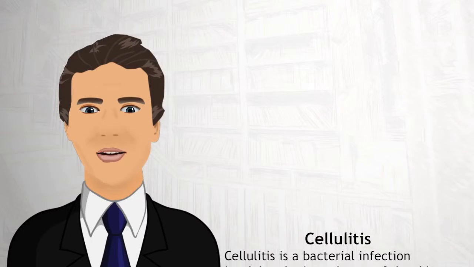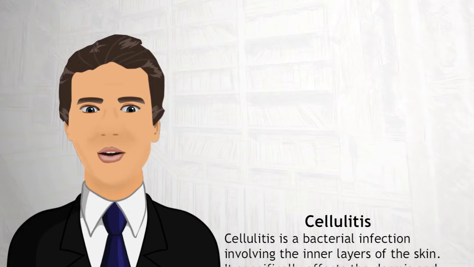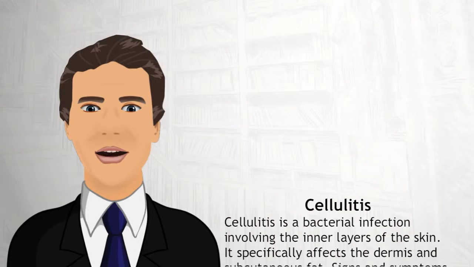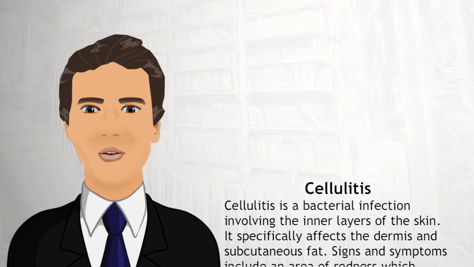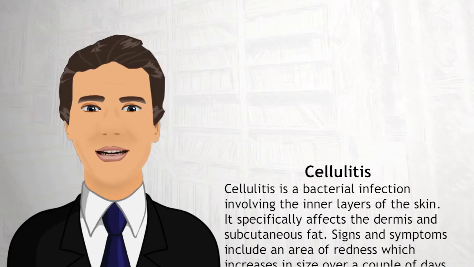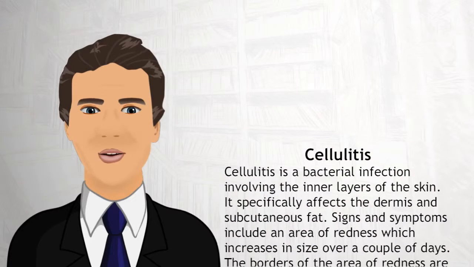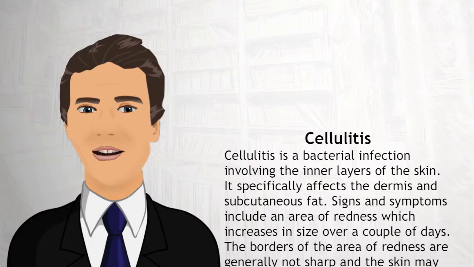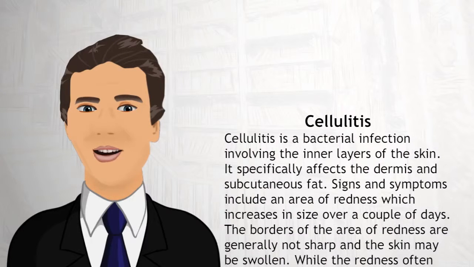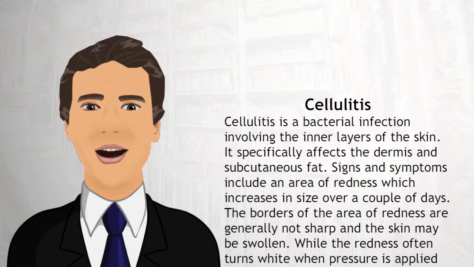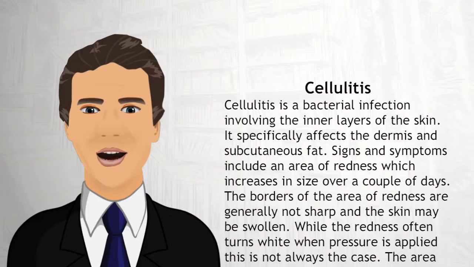Cellulitis is a bacterial infection involving the inner layers of the skin. It specifically affects the dermis and subcutaneous fat. Signs and symptoms include an area of redness which increases in size over a couple of days. The borders of the area of redness are generally not sharp and the skin may be swollen.